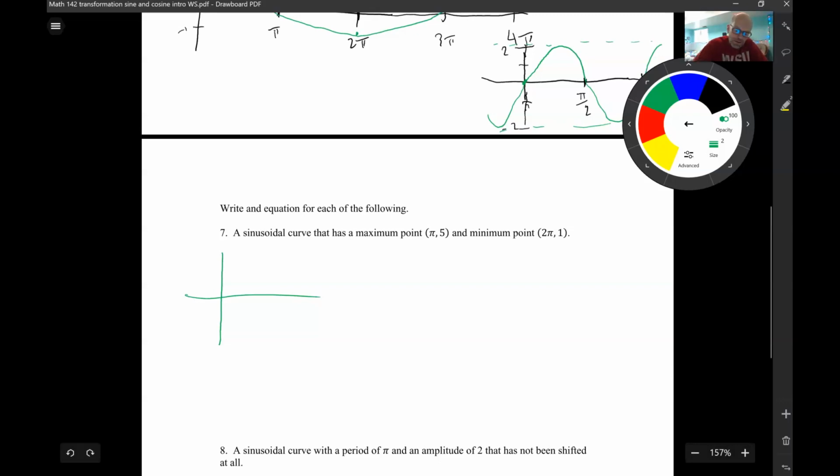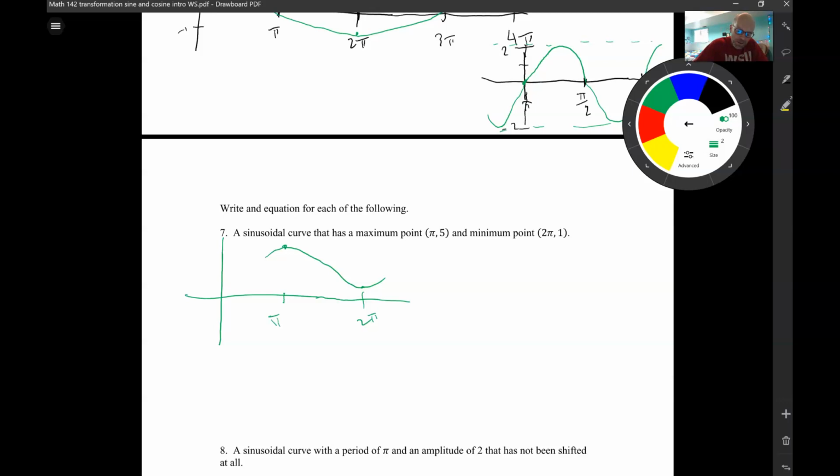So let's go. There's pi, there's 2 pi. Maximum point of 5 and a minimum point at 2 pi, 1. So you can kind of picture a curve like this, right? So sinusoidal means I can use sine or cosine.